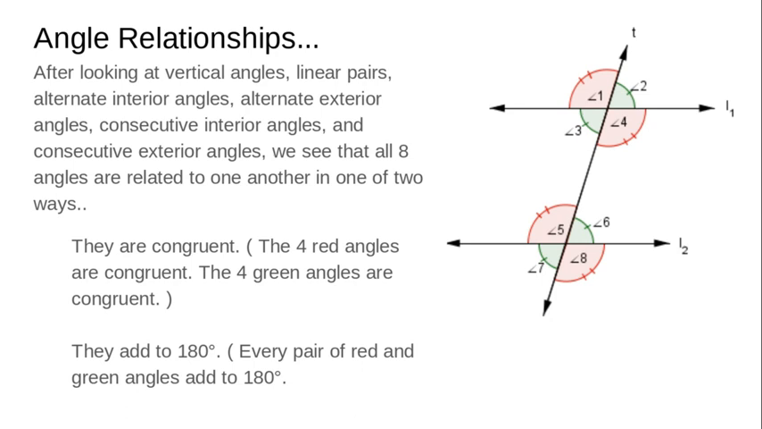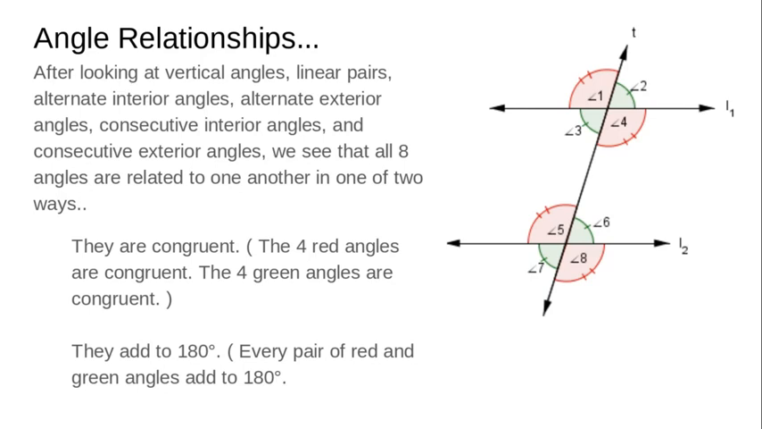The same thing happens with your green angles. 2 and 3 are vertical angles. 3 and 6 are alternate interior angles, and 6 and 7 are vertical angles, and 2 and 7 are alternate exterior. They all end up congruent. So if one of those is marked as 80 degrees, they're all 80 degrees.